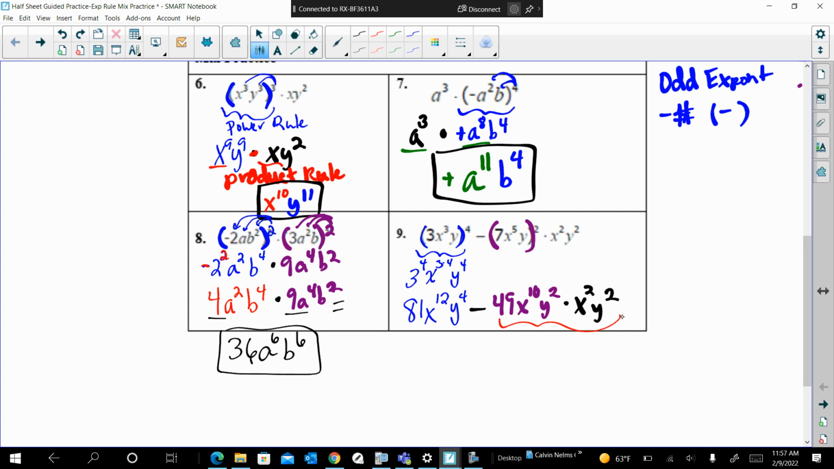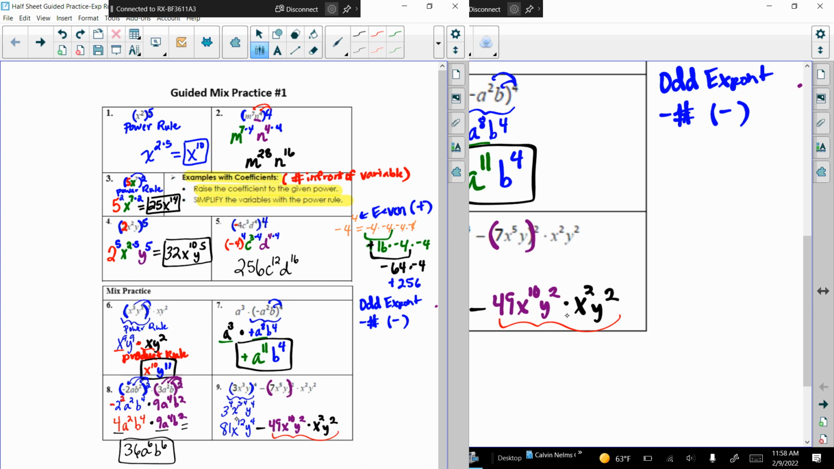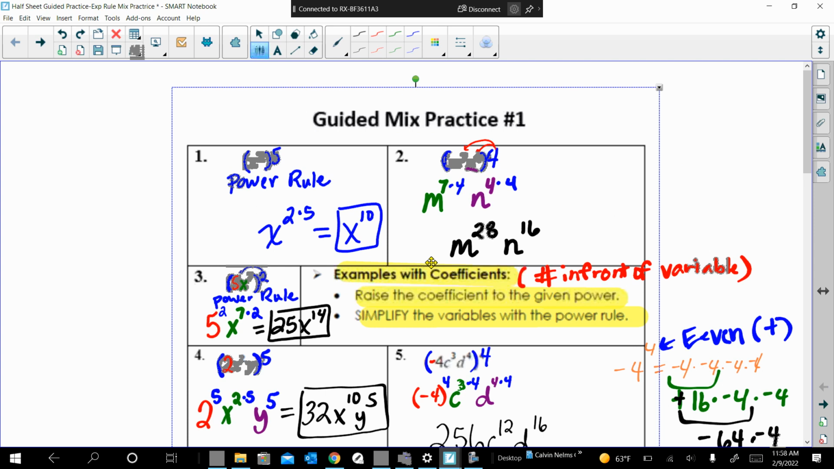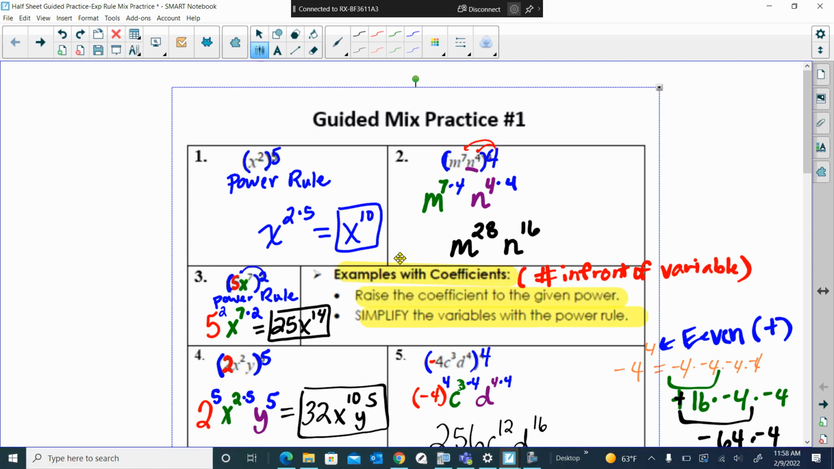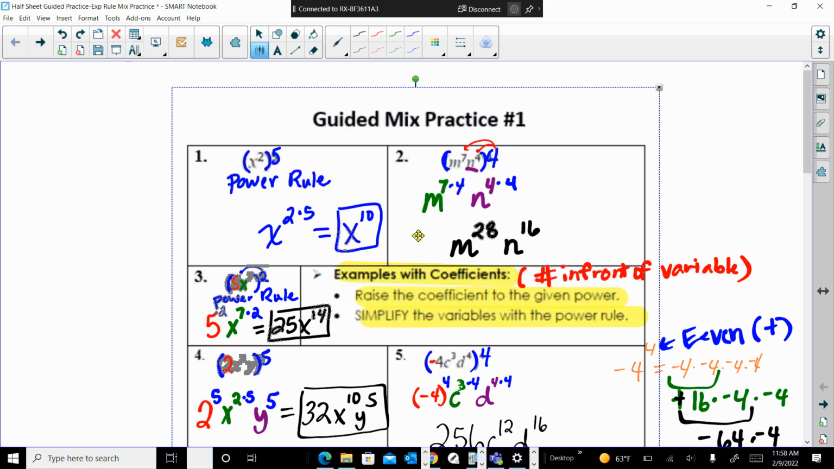What's your final answer? Check your exponents though. I think they're inverted. You subtract. Oh, sorry.